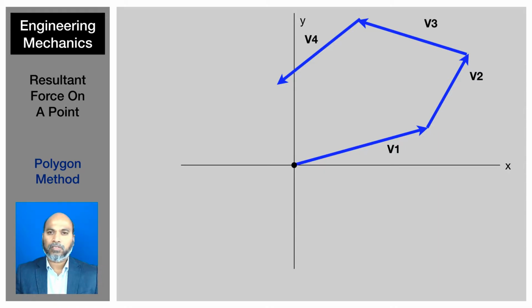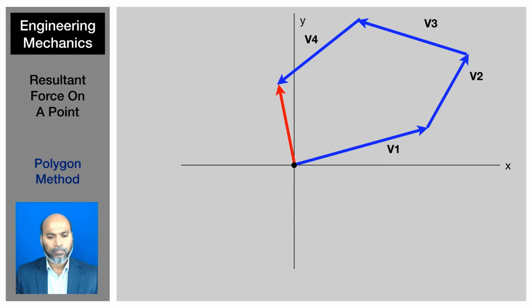If they crisscross, that's fine. Just follow this method. Once you do that, join the starting point, the central point, to the tip of the last vector like this, and that is your resultant force. So the resultant force of all these four forces is essentially that red line. You get the magnitude and the direction, and you can do this graphically. You can measure the length of that red line, and you can also measure the angle of that red line with respect to the positive x-axis.